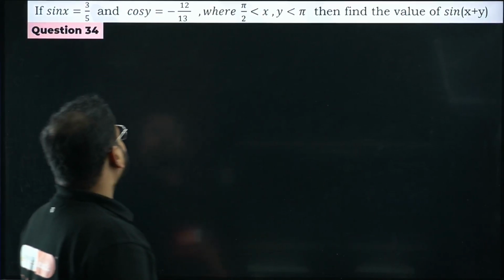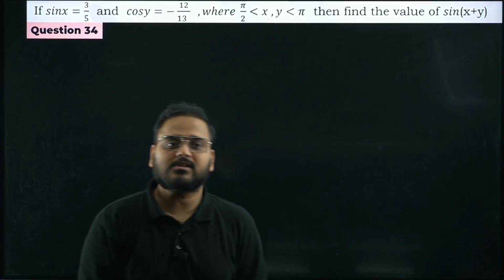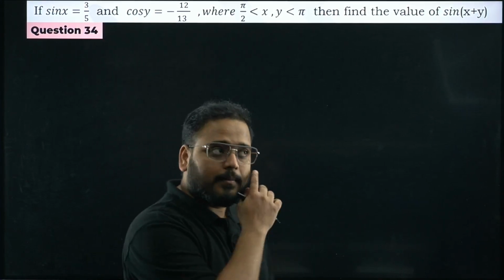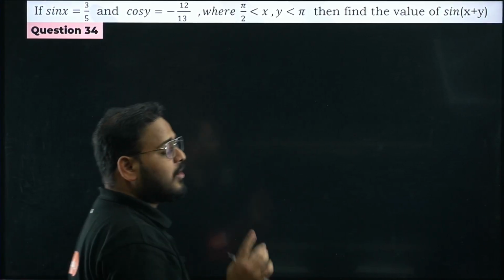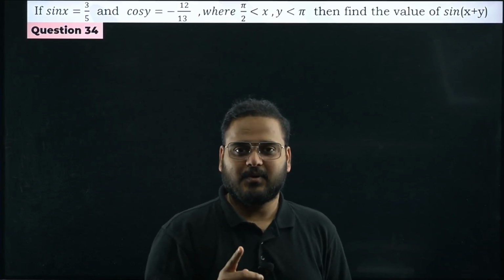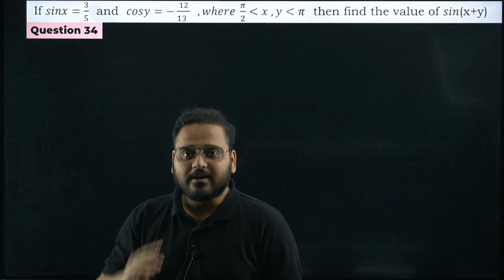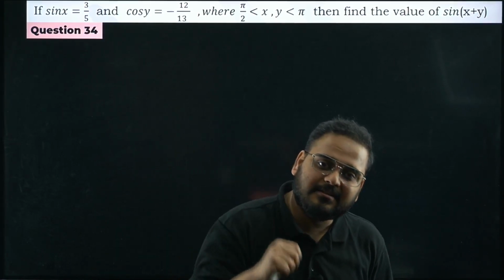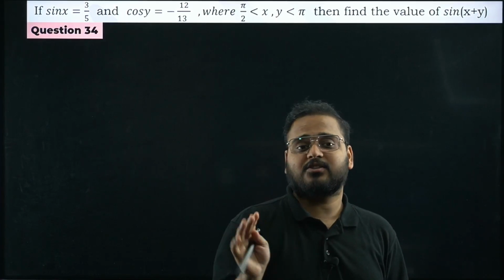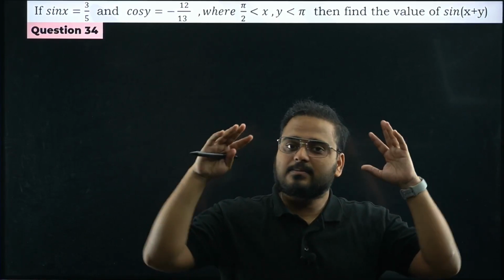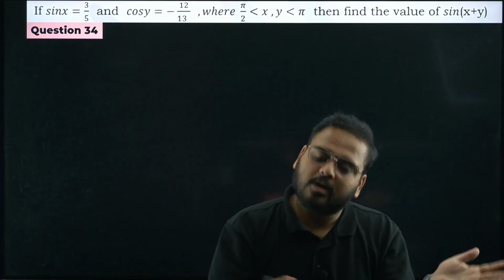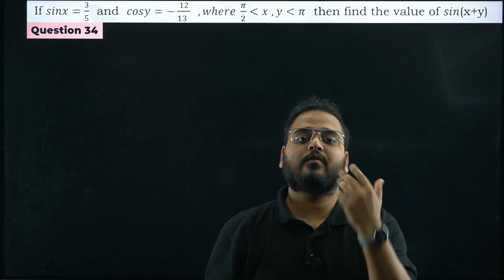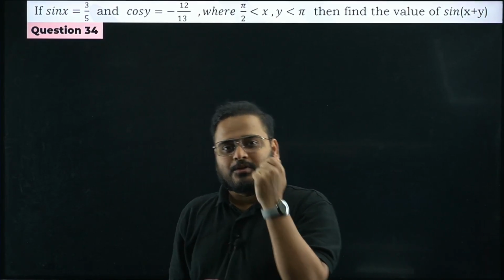Okay. So sin x is 3 by 5. Cos y is minus 12 by 13. Our goal is not to only solve this question. Our goal is to solve these questions very quickly. Because we are here to help you in getting the best marks possible in this small crunch of time. So I've taken some good questions from all the chapters and going to solve them over here with you. So let's solve these questions.